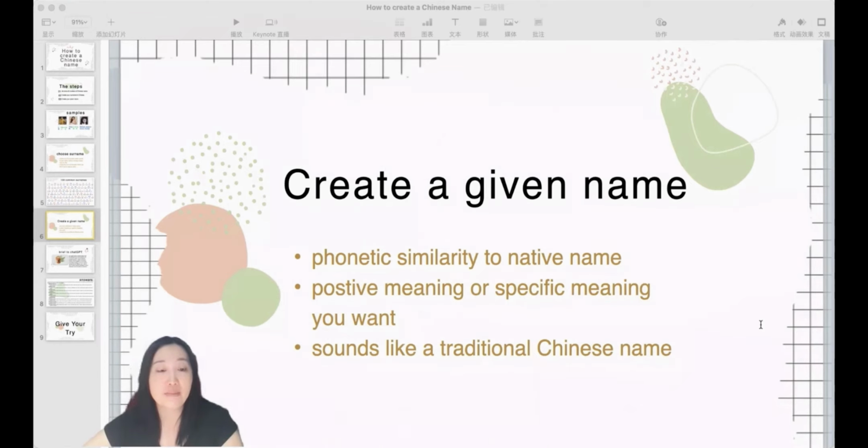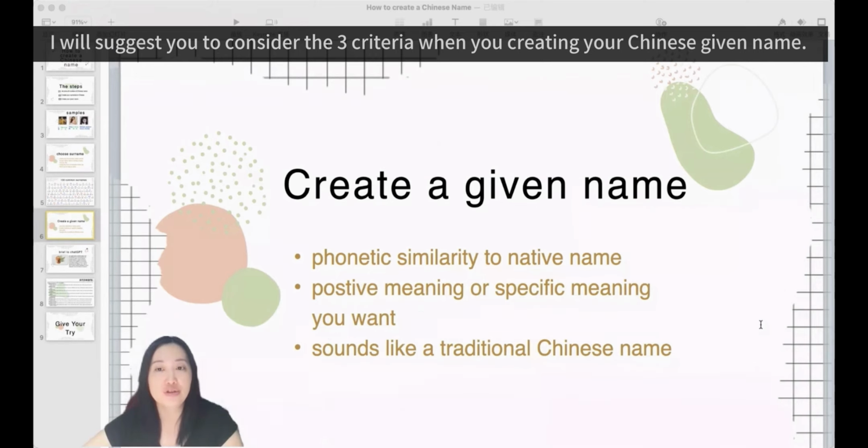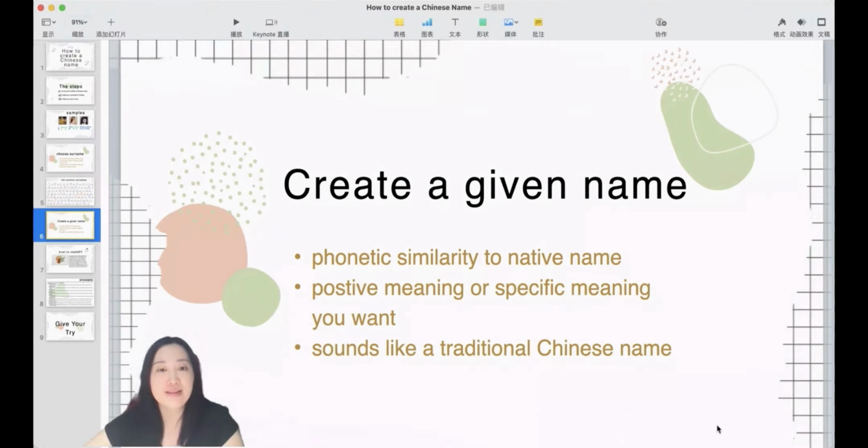So the next step is to create a given name. I will suggest you consider 3 criteria when you're doing it. Number 1, phonetic similarity to your native name. Number 2, positive meanings or specific meanings you want. Number 3, sounds like a traditional Chinese name.